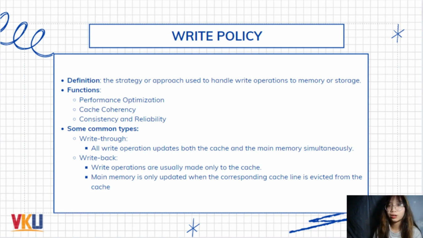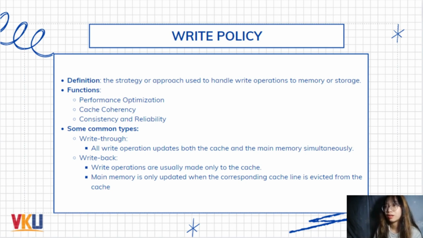Write through means all write operations update both the cache and the main memory simultaneously, while in write back, write operations are usually made only to the cache and the memory is only updated when the corresponding cache line is evicted from the cache. So write through will ensure consistent information between the cache and the main memory, but takes up a lot of system bus bandwidth and processing time, while write back takes up less system bus bandwidth and processing time.